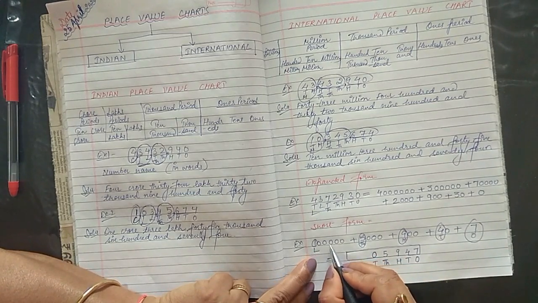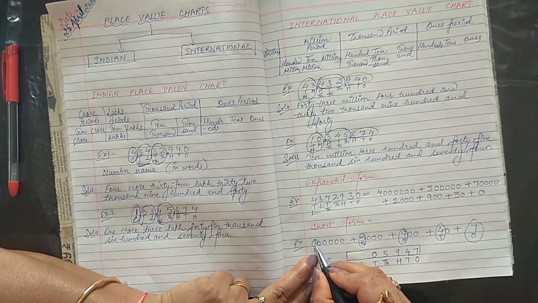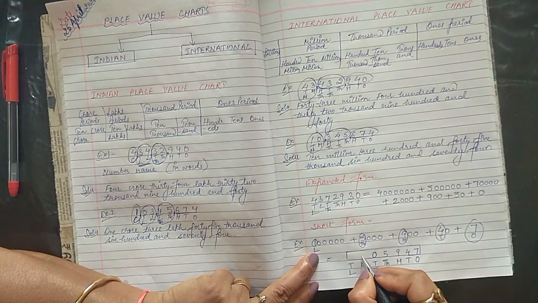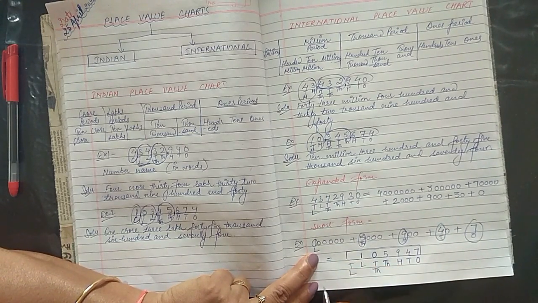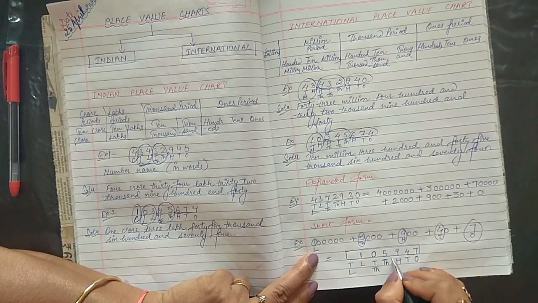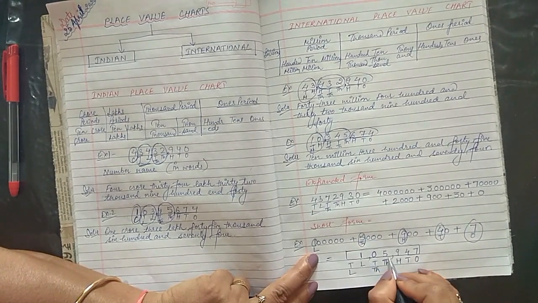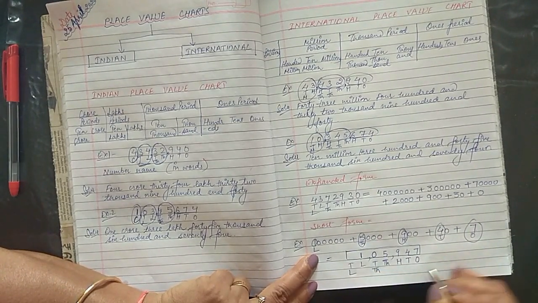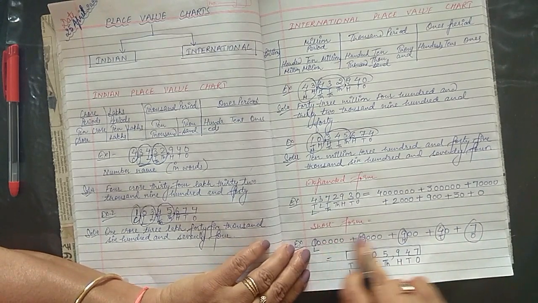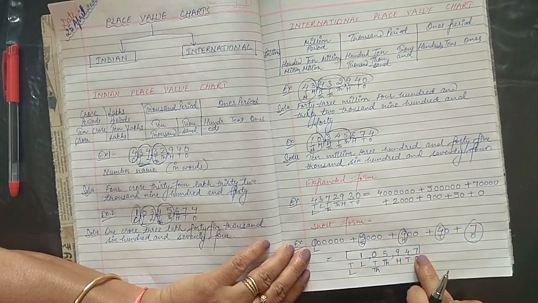Now comes 1, 10, 100, 1000, 10,000, lakh. In the lakh place, what digit is there? 1. So what is your answer? 1,05,947. This is how you can change an expanded form into a short form.